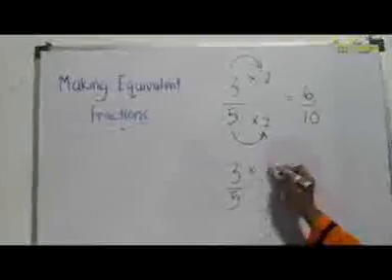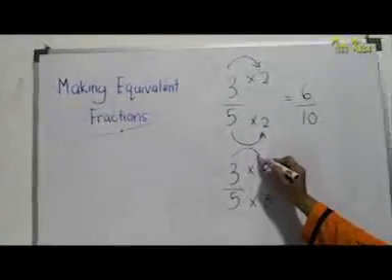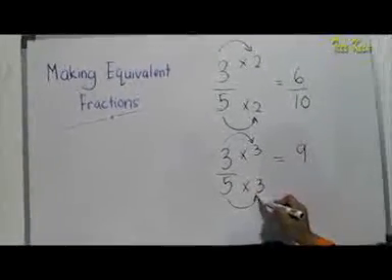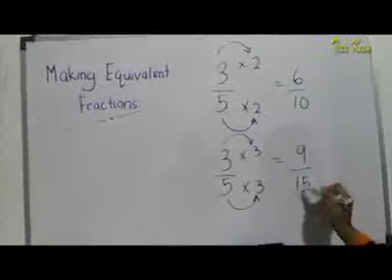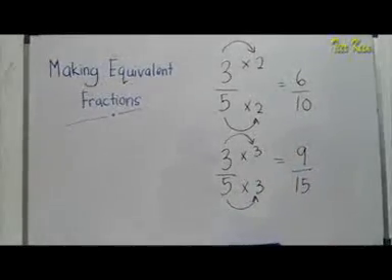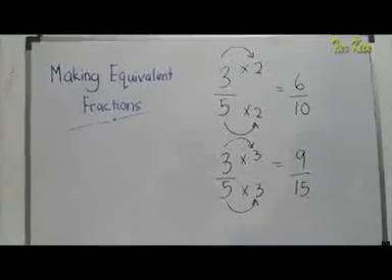Or I could use 3. 3 times 3 is 9. 5 times 3 is 15. I can use any number or factor I choose to make equivalent fractions, as long as I use the same number for the numerator and denominator. Then I'm doing it right.